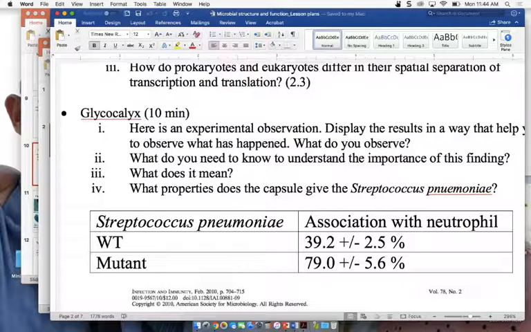So what I want you to do here is, I want you to take a minute, and from this table, tell me, what do you observe? You don't have to tell me necessarily the results yet, but just tell me, what do you observe in this data? Okay? And then if you know something about neutrophils, what does this mean? That's the next part. So take a minute.